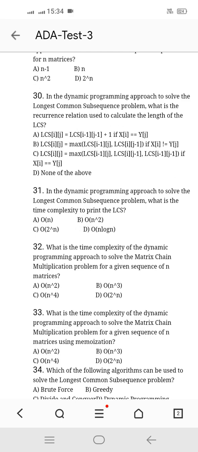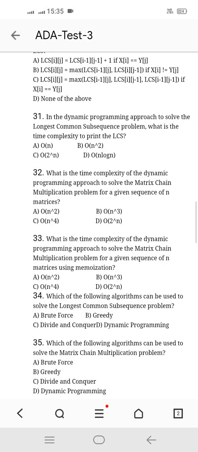LCS of i, j is equal to max of LCS of i minus 1, j, comma LCS of i, j minus 1 if x of i is not equal to y of j. 31. In the dynamic programming approach to solve the longest common subsequence problem, what is the time complexity to print the LCS? Option A, order of n.